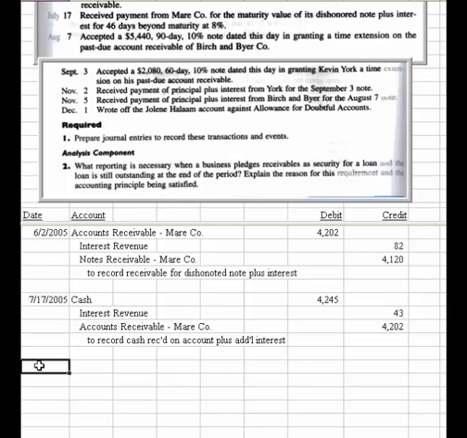Now on August 7, we accept a $5,440 90-day 10% note on this day, granting a time extension for past due accounts receivable of Birch and Buyer. Okay, this should look real familiar. Now, we've done a couple of these. So let's go ahead and record that one.